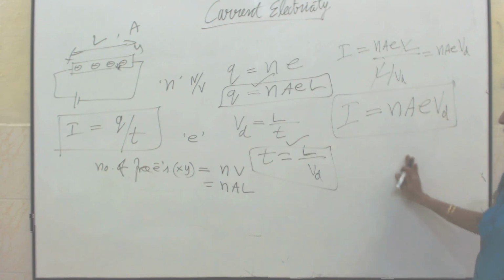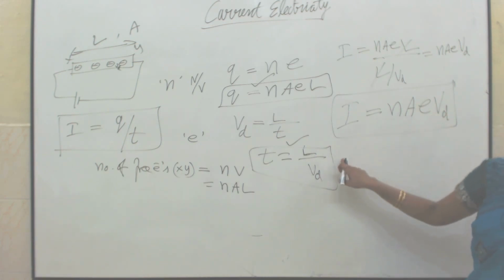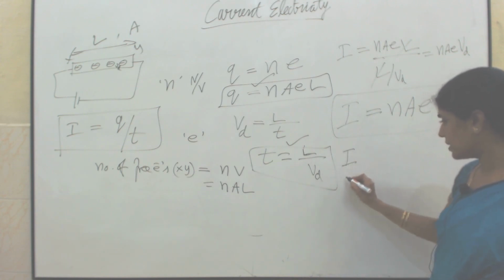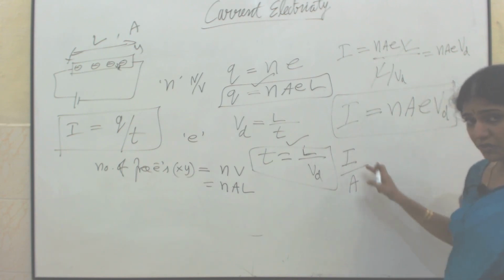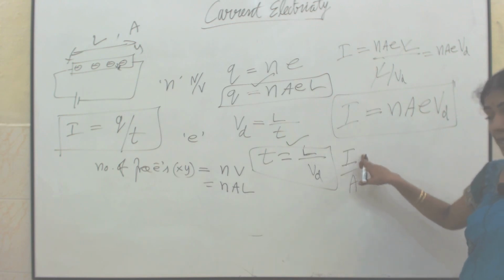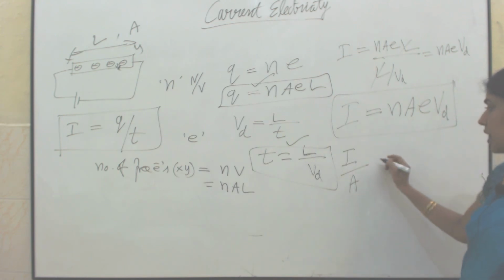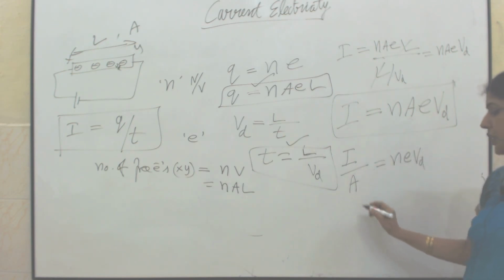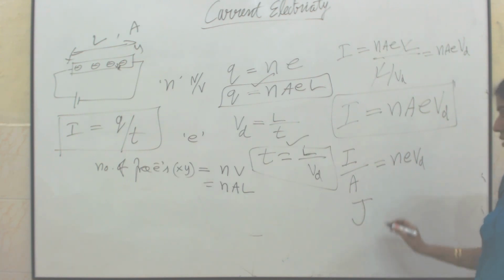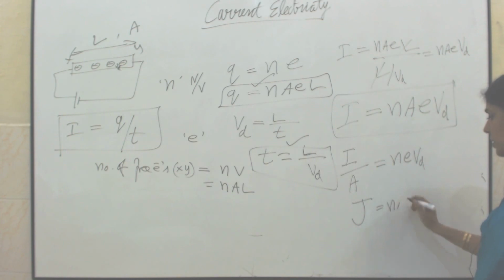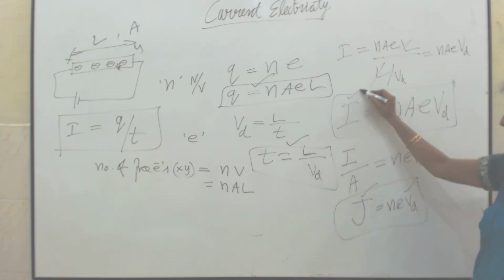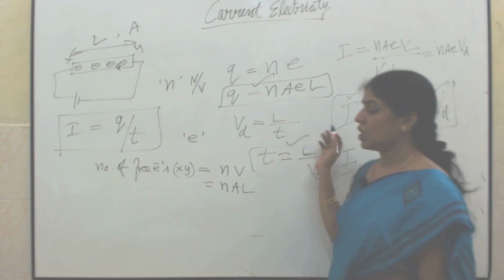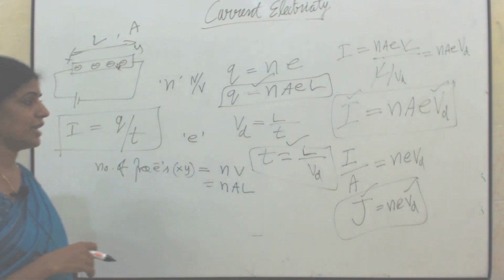So, it is an important question. Now, can I bring this A to this side? So, what happens if I bring this A to this side? I by A. What is I by A? It is the current flowing in a unit area, that we call current density. So, J equal to N E Vd. So, this is the relation between drift velocity and current density, and this is the relation between current and drift velocity. Now, we have seen what is the relation between current and drift velocity.